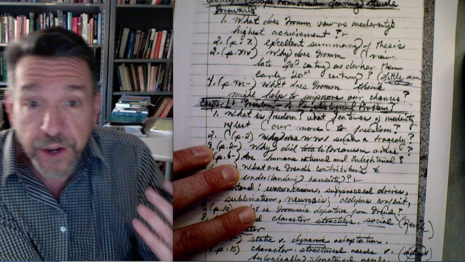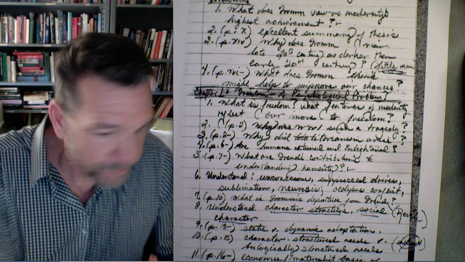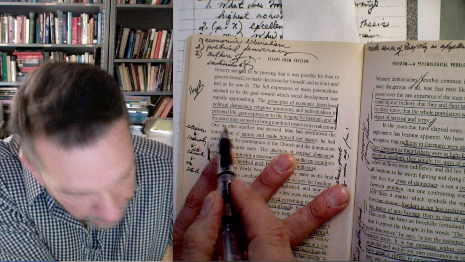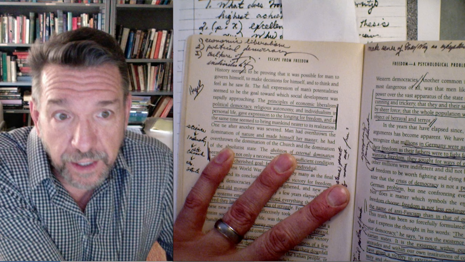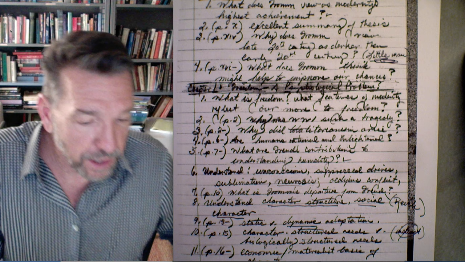All right. So chapter one, what is freedom? Again, to Fromm, freedom is our three things that we just pointed out, page two. So it is economic liberalism, political democracy, religious autonomy, and cultural individualism and personal life. That's really the essence of freedom. So the capacity to be a self-rolling wheel or a self-defining person, right?